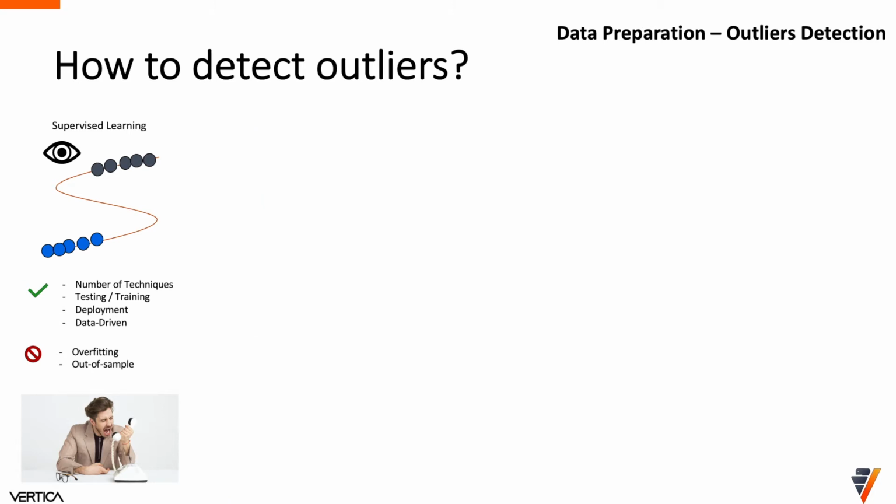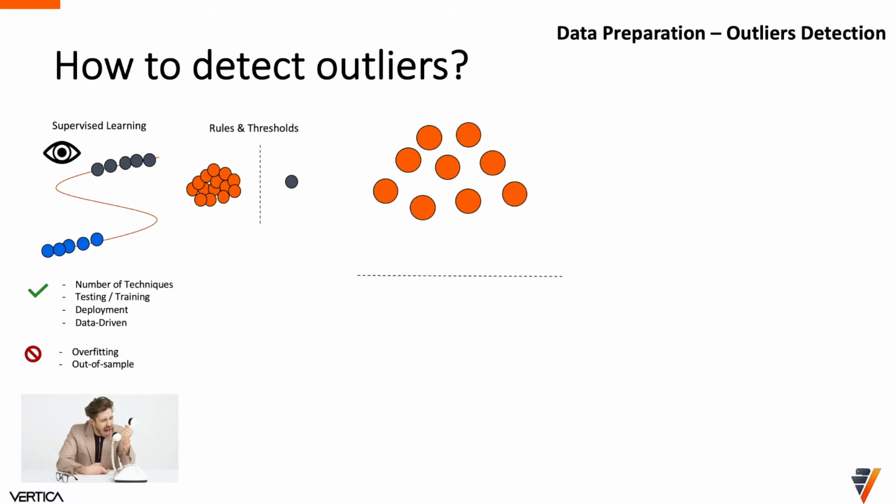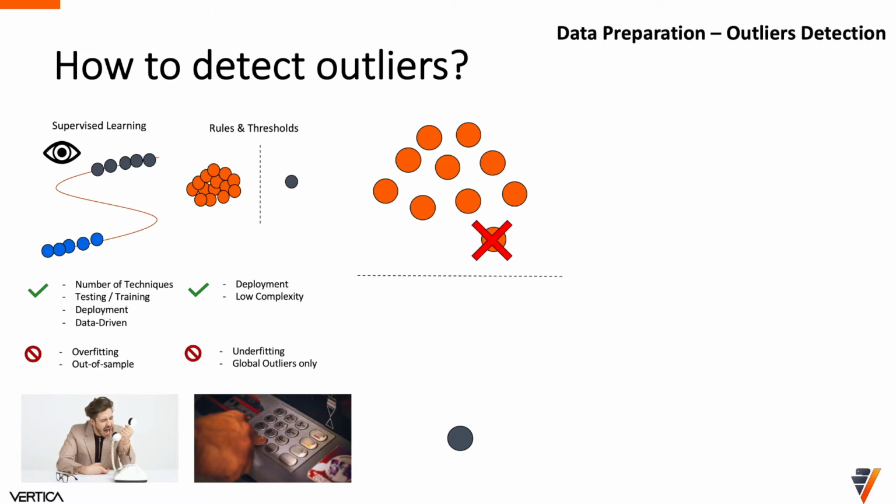The easiest way to detect outliers is to use rules and thresholds. If we consider the following distribution, we can build a rule based on a threshold. It can be Z-score, robust Z-score, or even an expert rule. Anything above or under the threshold is considered as an outlier. It will not identify outliers which are near to the global distribution. They are very easy to deploy and they have a very low complexity. However, they can only detect global outliers and they are most of the time underfitting. These techniques can work well in a banking system, where many fraudulent transactions are global outliers.